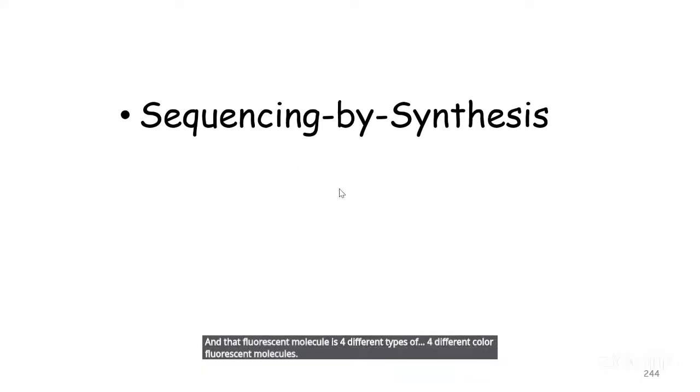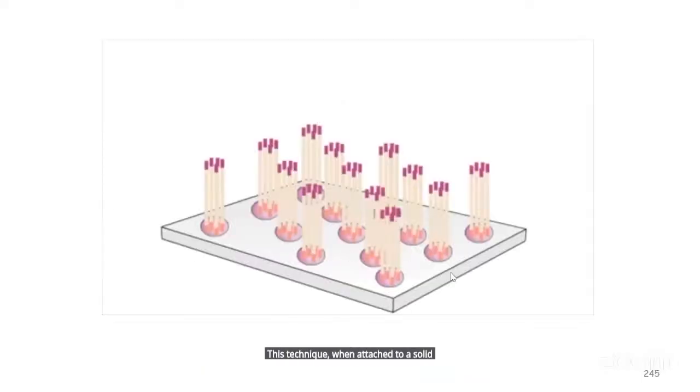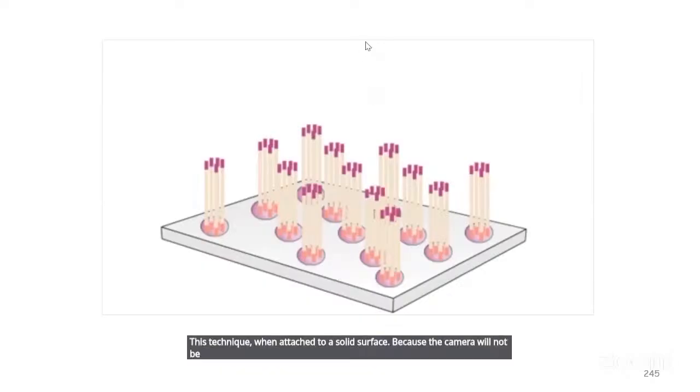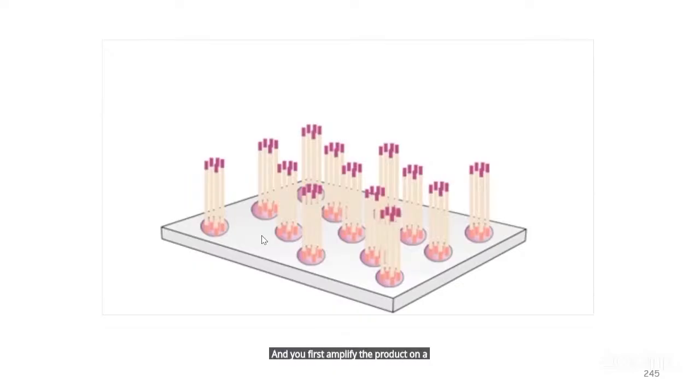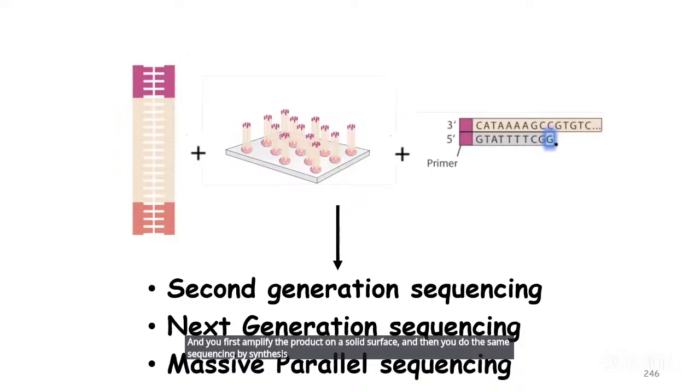This technique is attached to a solid surface, because the camera will not be able to capture the fluorescence of one molecule. You need to first amplify the product on a solid surface, and then you do the same sequencing by synthesis. This technique is used by Illumina sequencing. This is called second generation sequencing or next generation sequencing, or the proper name is massive parallel sequencing.